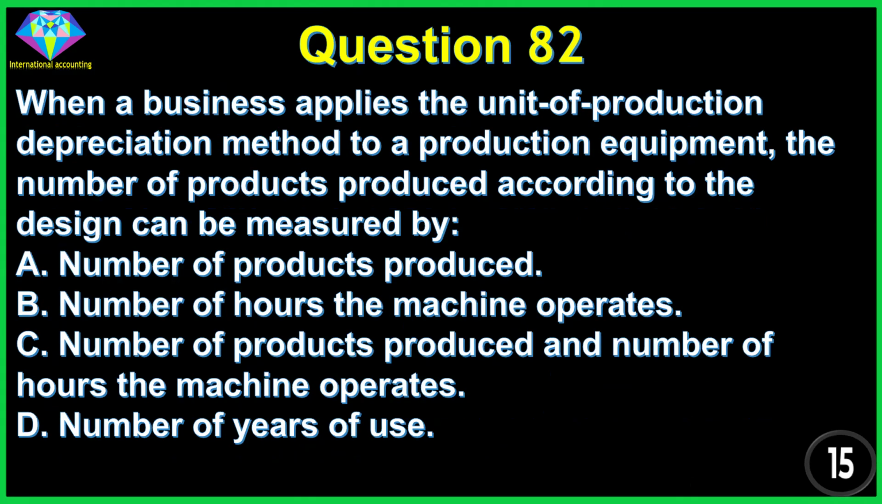When a business applies the unit of production depreciation method to a production equipment, the number of products produced according to the design can be measured by A. Number of products produced. B. Number of hours the machine operates. C. Number of products produced and number of hours the machine operates. D. Number of years of use.